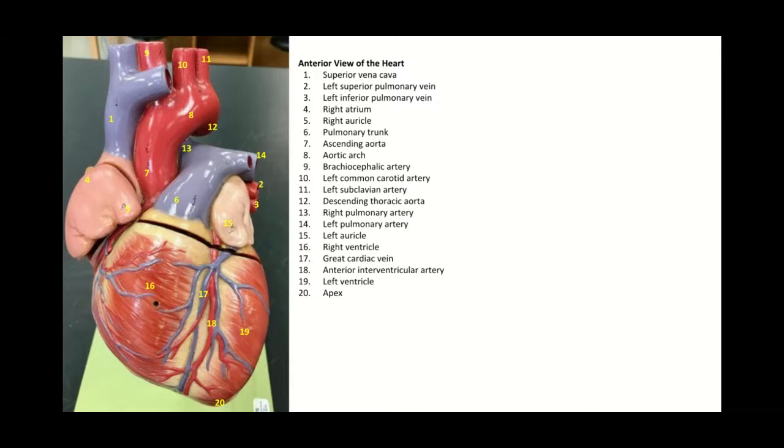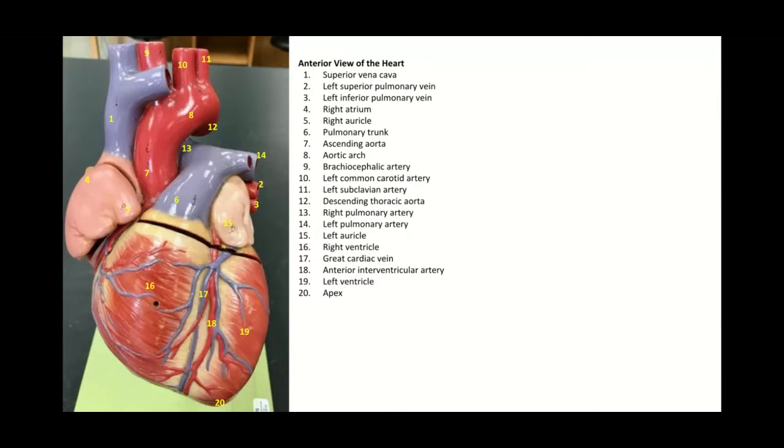For identification of anterior view of our heart, you should pay attention to the presence of auricles. We cannot see the auricles in the posterior view. And also you should pay attention to the presence of aorta and pulmonary trunk. The pulmonary trunk, which is number 6, comes out of our right ventricle, then it branches to number 14, left pulmonary artery, which goes to our left lung to exchange gases, and number 13, which is right pulmonary artery, which goes to our right lung to do exchange.